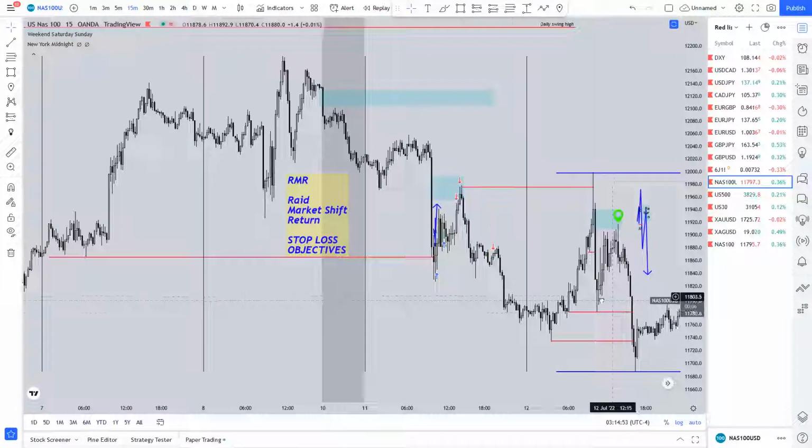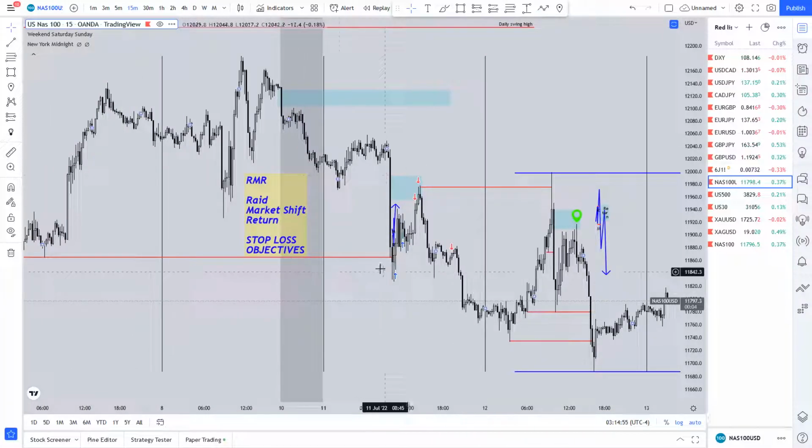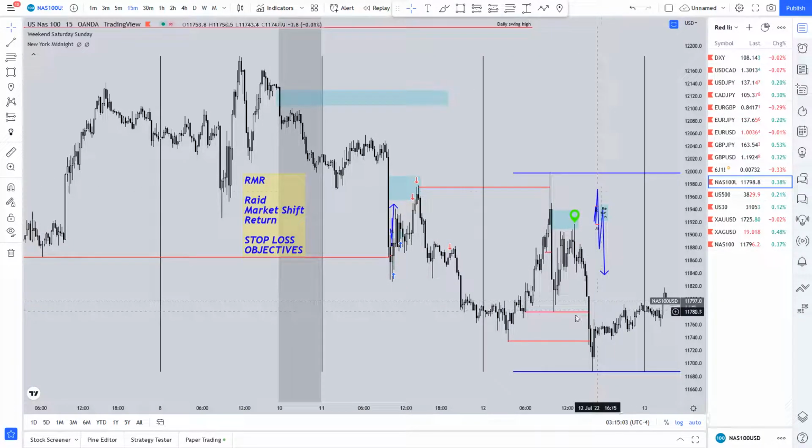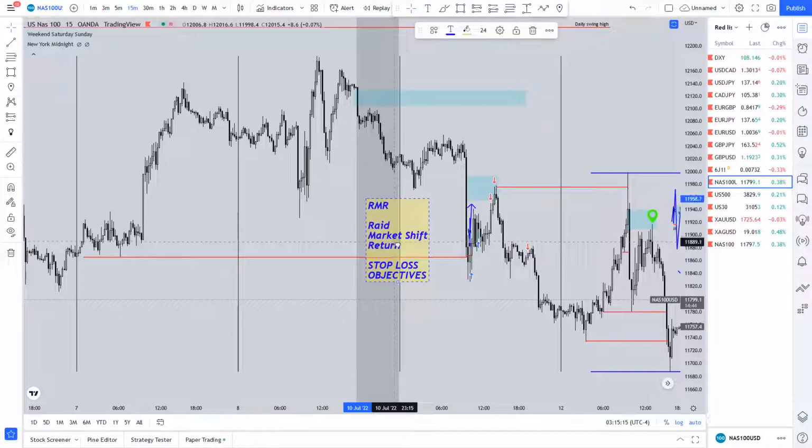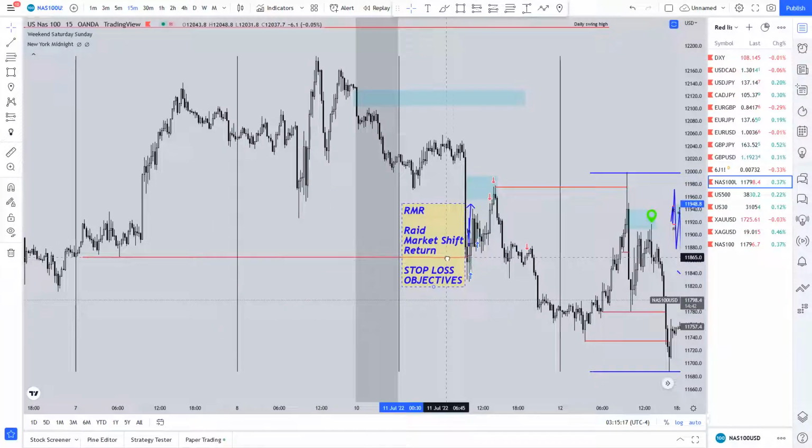Today is the 13th of July and we have two examples that were on the Monday and the Tuesday. On the Monday we had a bullish RMR example and on Tuesday we had a bearish one. The pattern we look for, we call it the RMR because the R stands for a raid, then market structure shift, and then a return, and we participate on that return. I'm just going to run through these quite quickly.